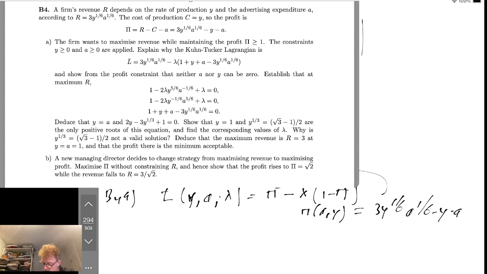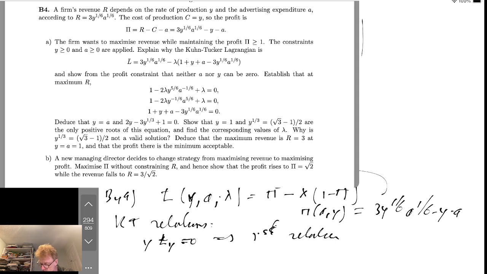Then you write down the KT relations, which are: Y times dL bar dY is 0. Rearranging gives you the first relationship, which is given, so be a bit careful. You have to rearrange it, but it's just this one. Then A times dL bar dA is 0. That gives you the second relation, and the third relationship will be this one is 0.